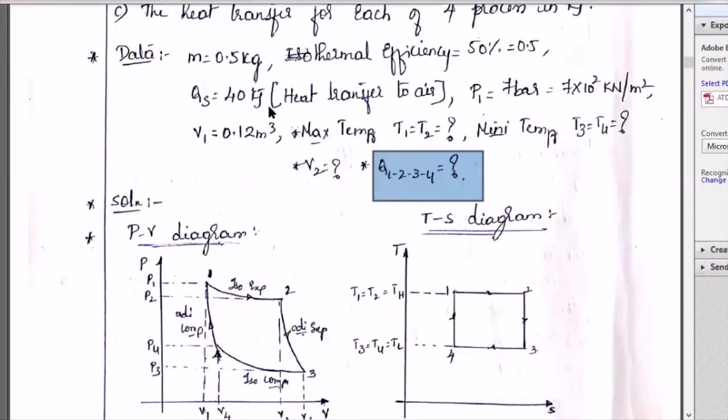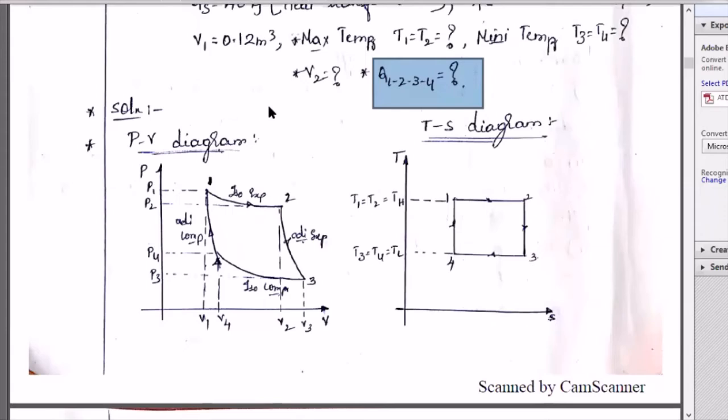Now, after writing PV and TS, for every problem, the PV and TS diagram must and should be written. Usually the problems on gas power cycles come for 10 to 15 marks, and 2 marks are always awarded for the PV and TS diagram. So once after taking out the data, let us find out one by one.